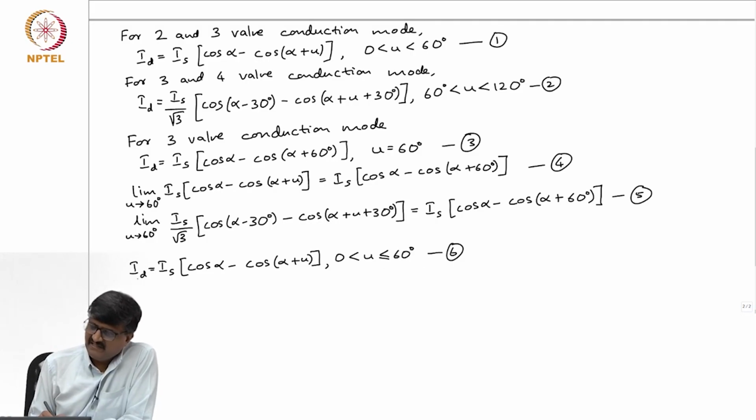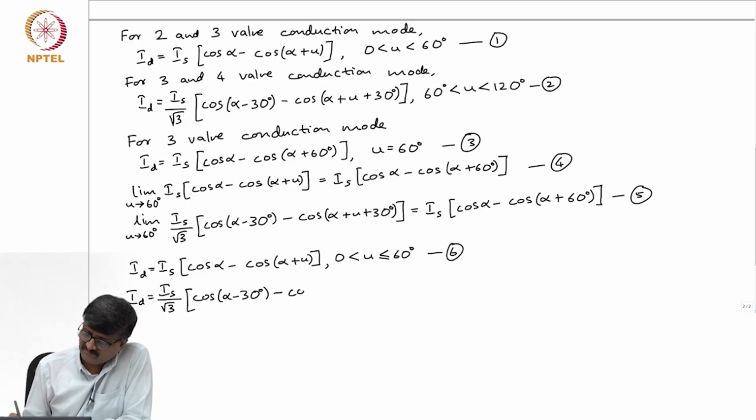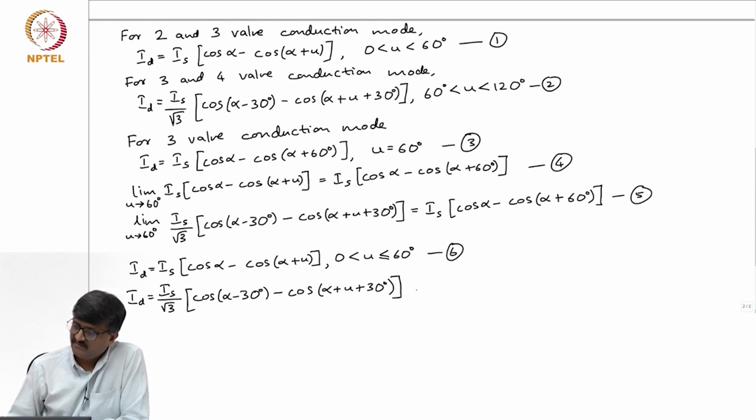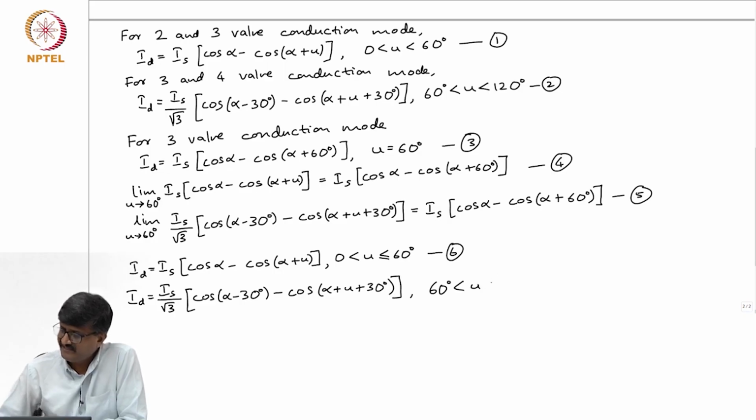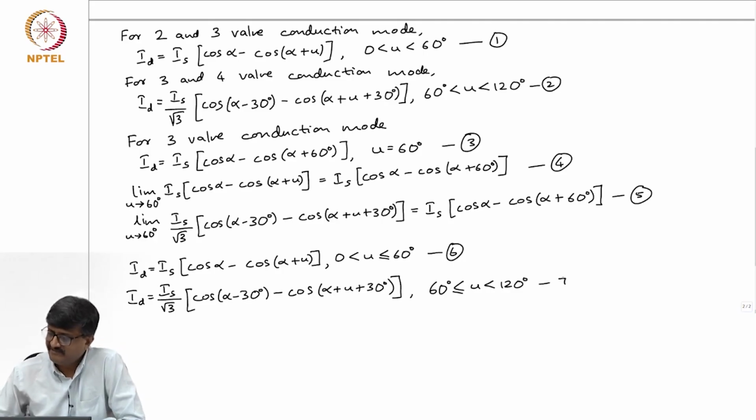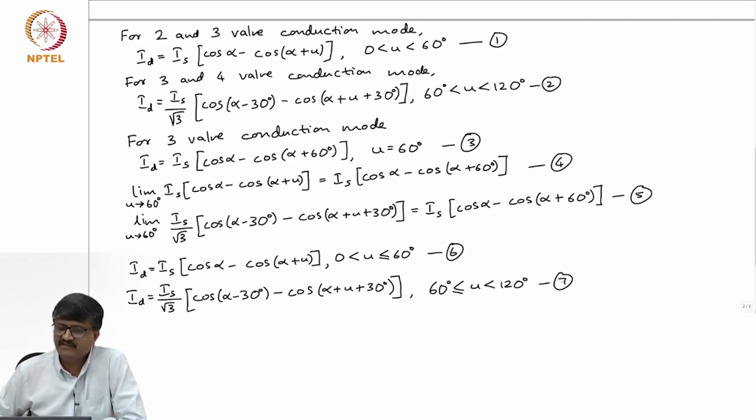Similarly, from equation 2, what I have is ID is equal to IS by root 3 into cos(alpha minus 30 degrees) minus cos(alpha plus u plus 30 degrees). From equation 2, this is applicable if u is greater than 60 degrees and less than 120 degrees. But we just now showed that it is also applicable if u is equal to 60 degrees. So let me call this equation 7. Equation 7 is nothing but equation 2 with the additional information that it's valid even for u equal to 60 degrees.